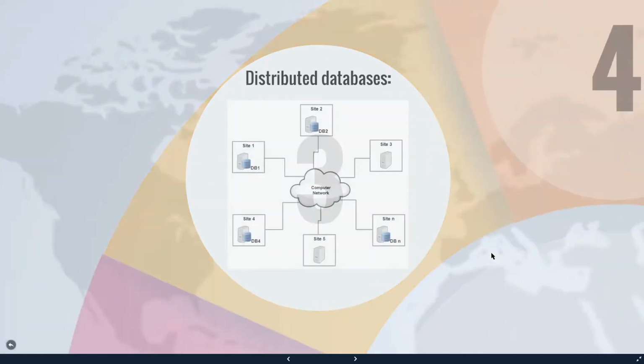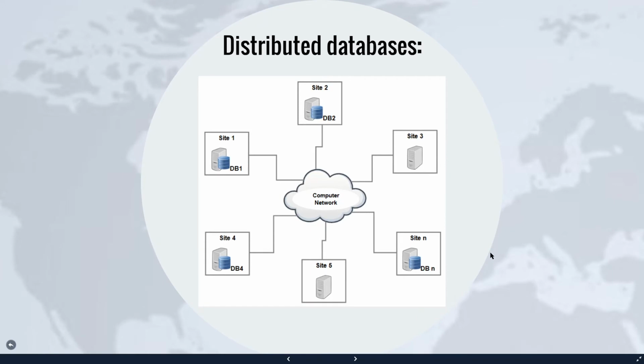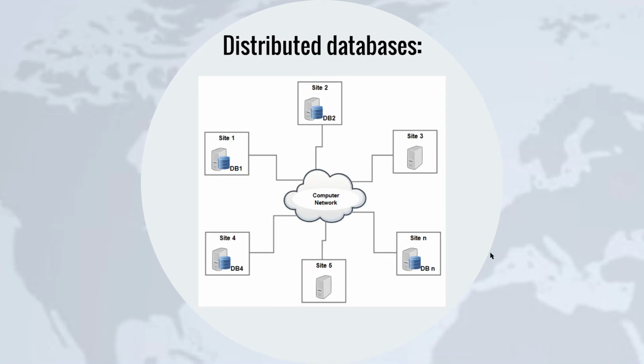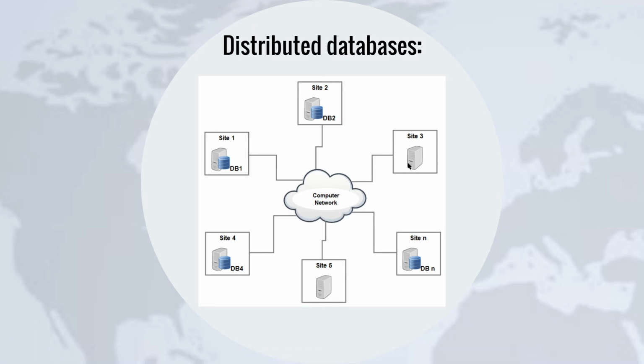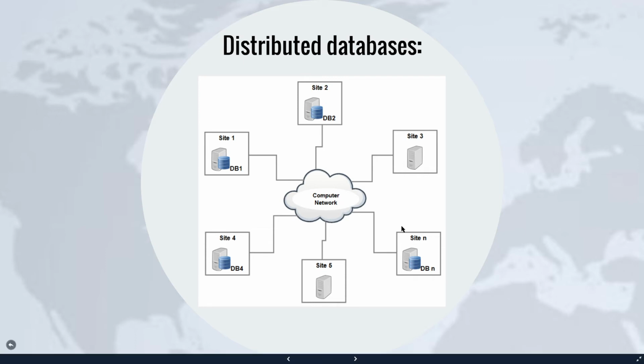The third one is distributed databases. A distributed database consists of two or more files located in different sites. The database may be stored on multiple computers located in the same physical location or scattered over different networks.